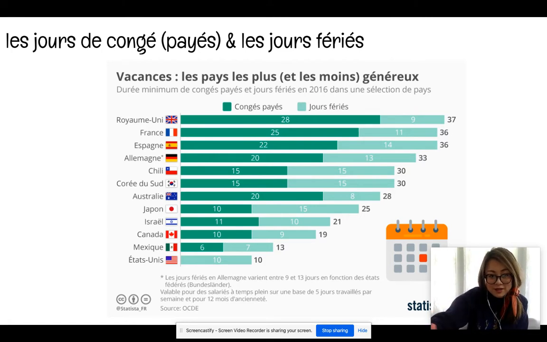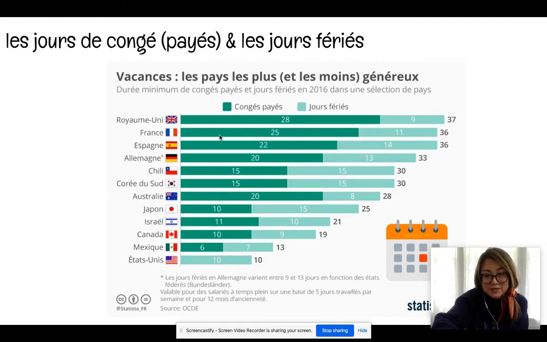So just to clarify, in the United Kingdom, they have, by law, 28 paid days off, full-time workers do. And then you'll see that they also have, in addition to that, 9 holidays off as well, for a total of 37 days off.